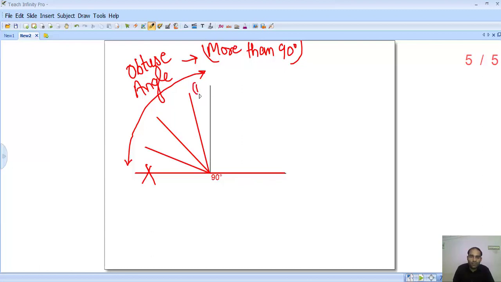Let's suppose this is 1, this is 2, this is 3. This angle 1 is greater than 90 degrees, so it is an obtuse angle. Okay, let me change the color of the pen. That will help you. Angle 1 is an obtuse angle. Angle 2 is greater than 90 degrees, so it is an obtuse angle. Angle 3 is greater than 90 degrees, so angle 3 is also an obtuse angle. Now I am going to draw some angles and let's check whether they are obtuse or acute.